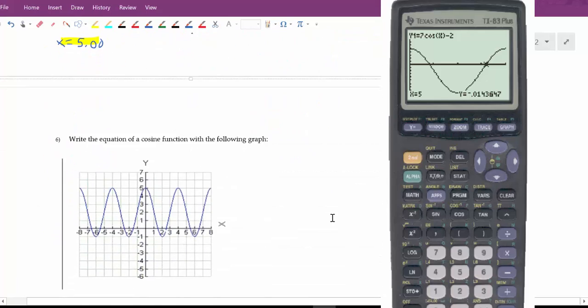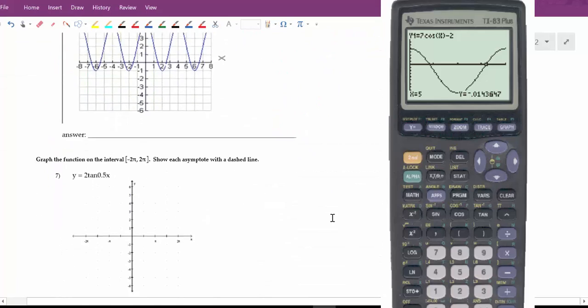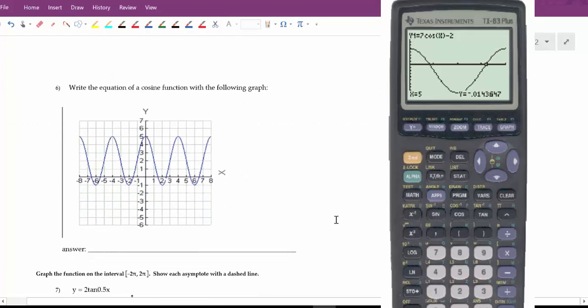Okay, now let's go to the next page, and this is a real short thing. Another thing I want you to be able to do is this kind of thing: write the equation of a cosine or a sine with the following graph.